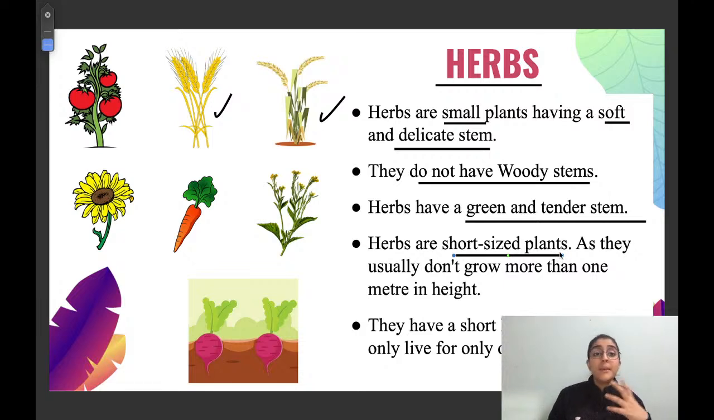Apart from being short sized, they also have a very short lifespan. So this is again a very important feature of herbs.